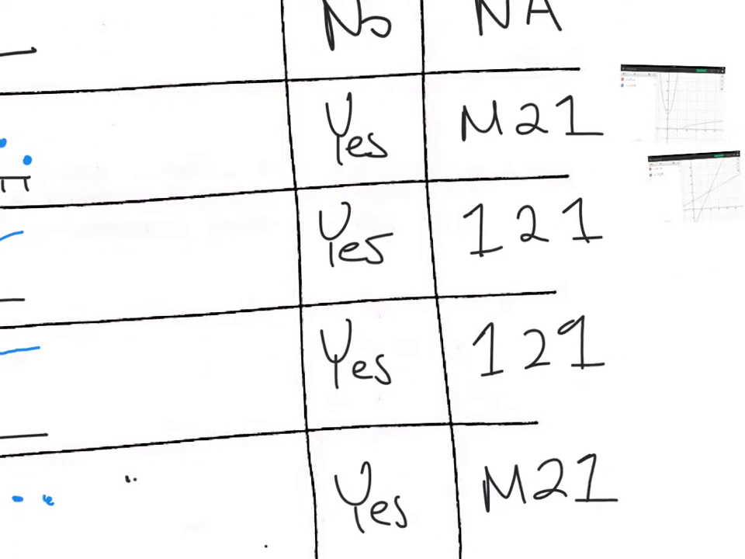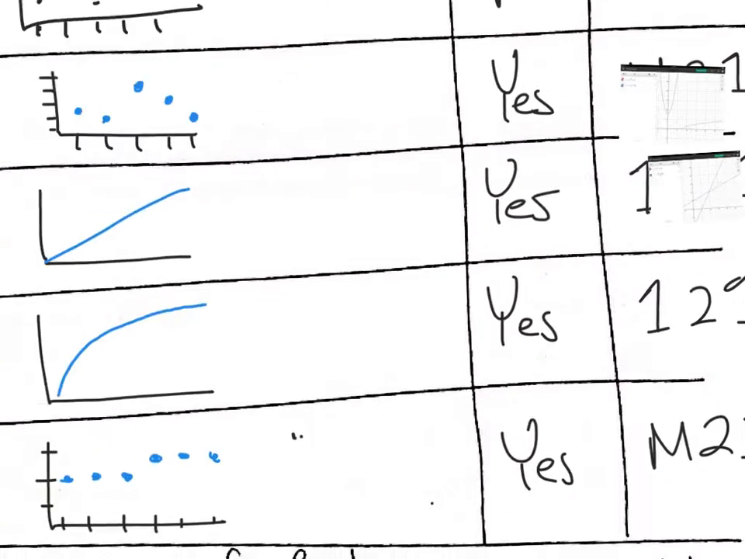All right, so this is a function, yes, and it would be 1-to-1, because for every specific paycheck you get, that corresponds to a specific number of hours that you worked.